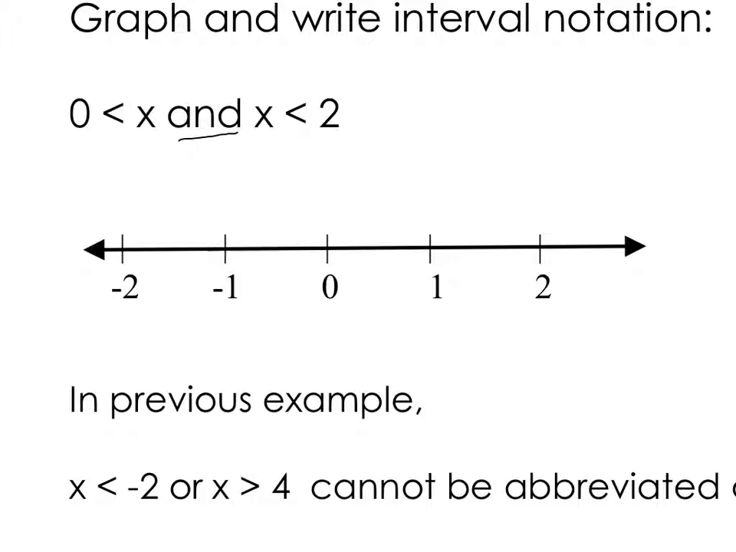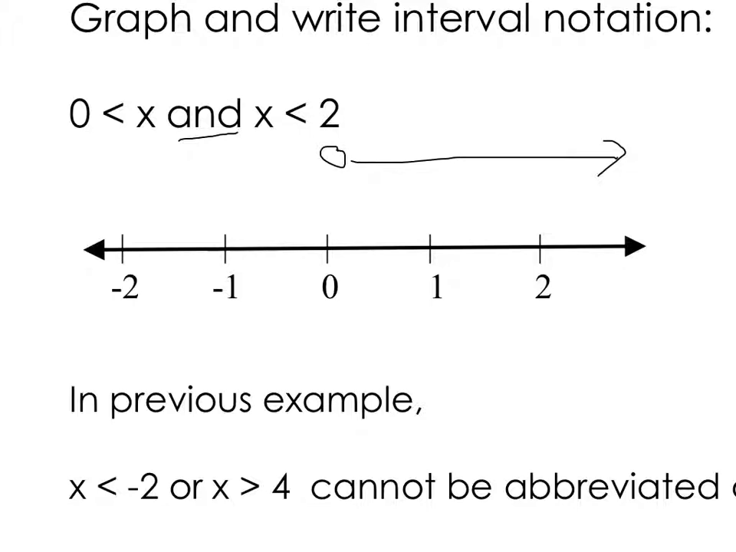0 is less than x is a little confusing for me. I prefer to read it as x is greater than 0. X is larger. The alligator always eats the larger one. X is greater than 0. Can't be equal to 0. Greater than 0. So on our number line, we're talking about going to the right.